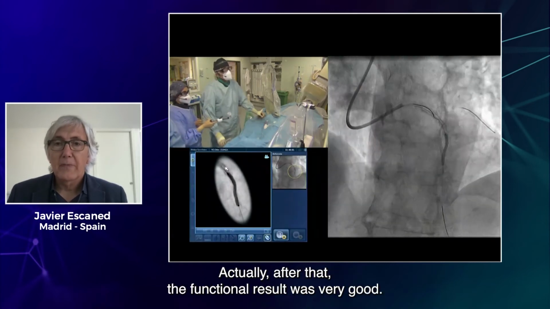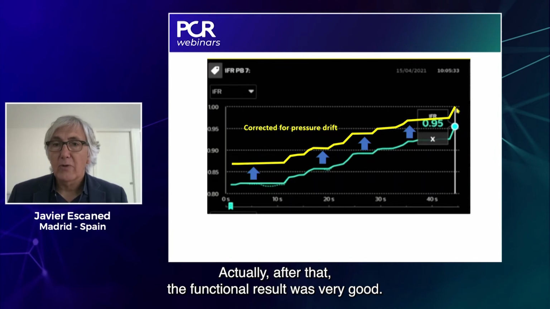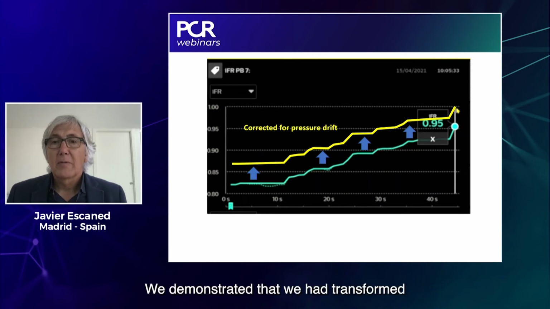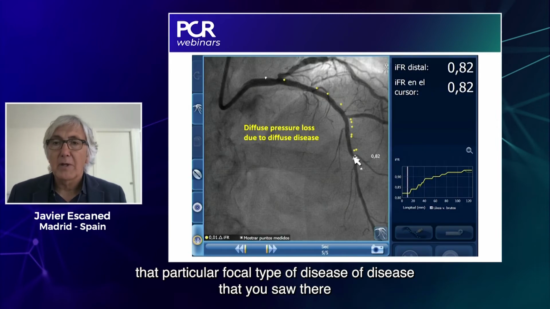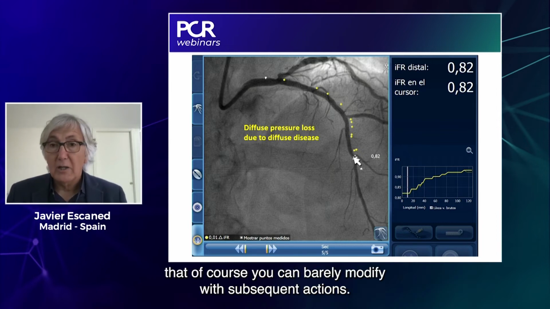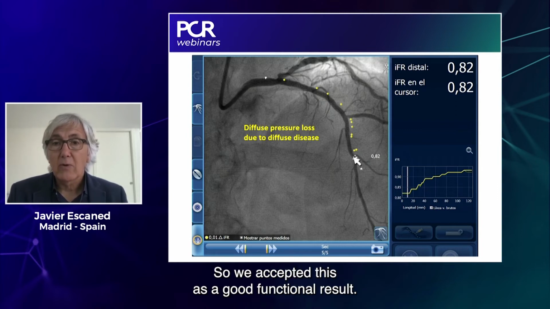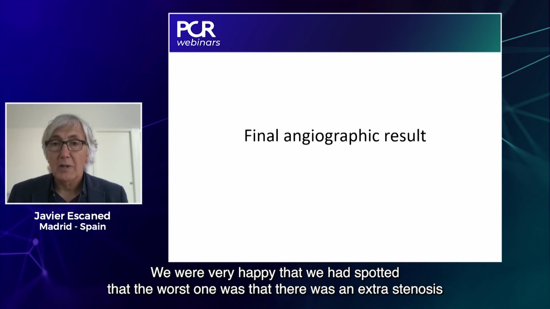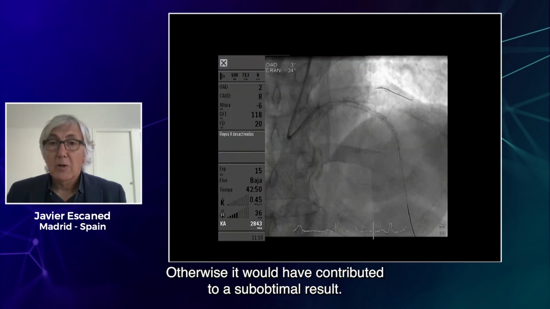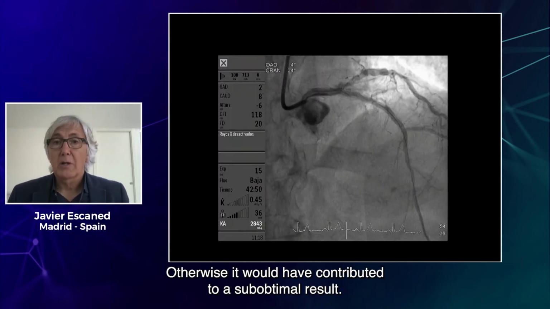And actually, after that, the functional result was very good. We had to make some corrections for some pressure drift, but it demonstrated that we had transformed that particular focal pattern of disease that you saw there into a diffuse pattern of disease that, of course, you can barely modify with subsequent actions. So we accepted this as a good functional result, and we were very happy that we had spotted that there was one, because otherwise it would have contributed to a suboptimal result.